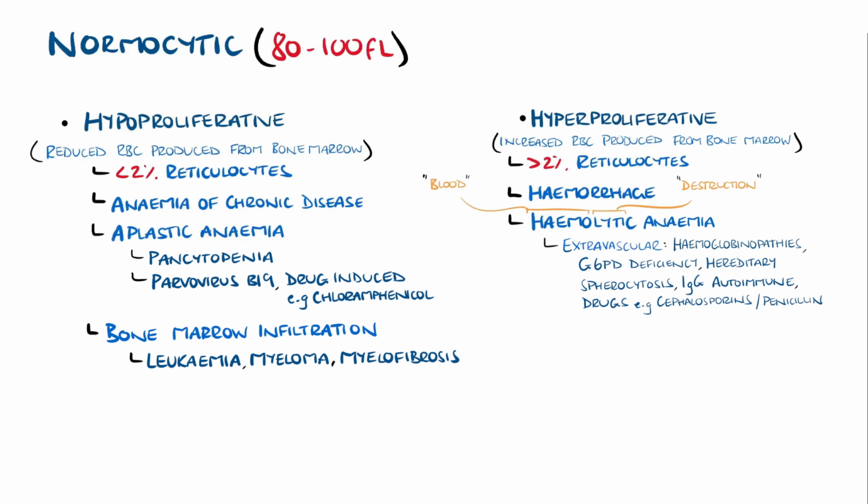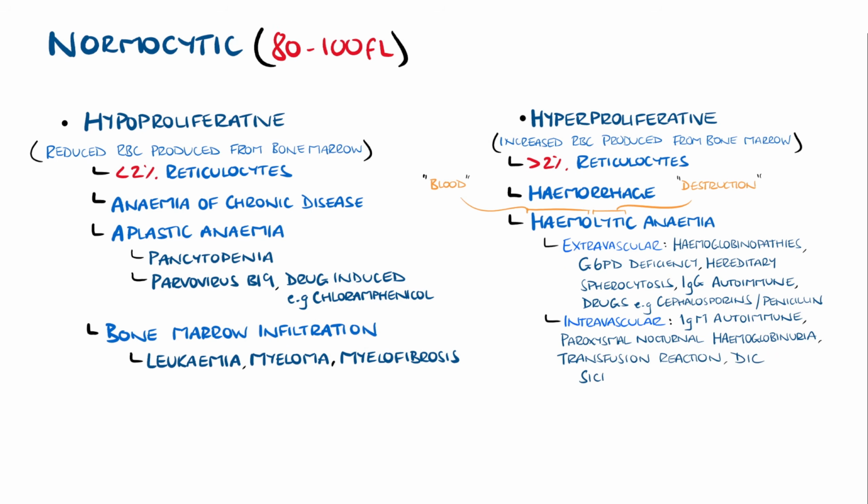Intravascular causes feature red blood cells being lysed within the circulation, but this is less common. Examples include IgM autoimmune hemolytic anemia, paroxysmal nocturnal hemoglobinuria, transfusion reactions, and disseminated intravascular coagulopathy. Sickle cell anemia can actually result from both. Hemolytic anemias generally will have an increased reticulocyte count, as well as bilirubin and lactate dehydrogenase as a result of the increased red blood cell breakdown.